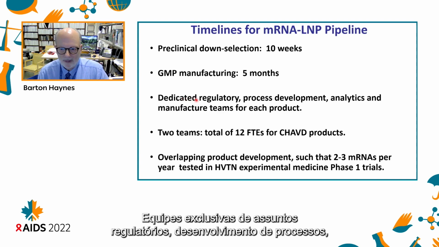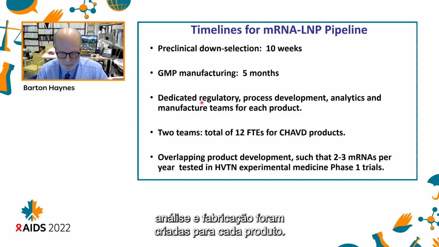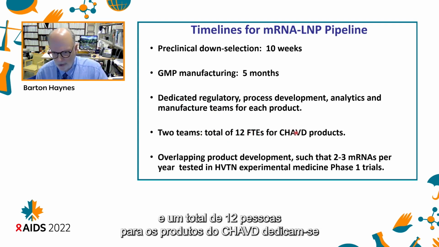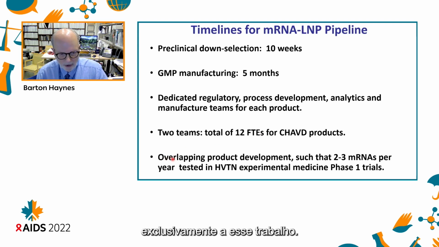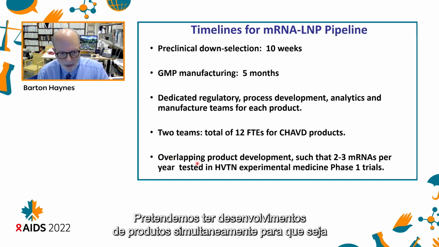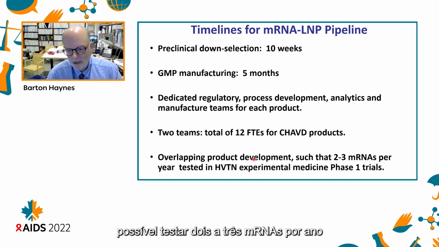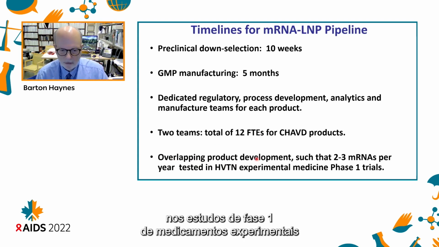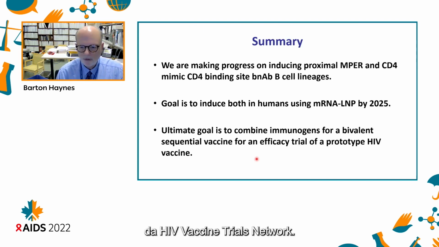Dedicated regulatory, process development, analytics and manufacture teams are now in place for each product. We have 2 full-time teams, a total of 12 individuals for the CHAVD products, dedicated solely to this work. And we aim to have overlapping product development such that 2 to 3 mRNAs per year can be tested in the HIV Vaccine Trials Network experimental medicine phase 1 trials.